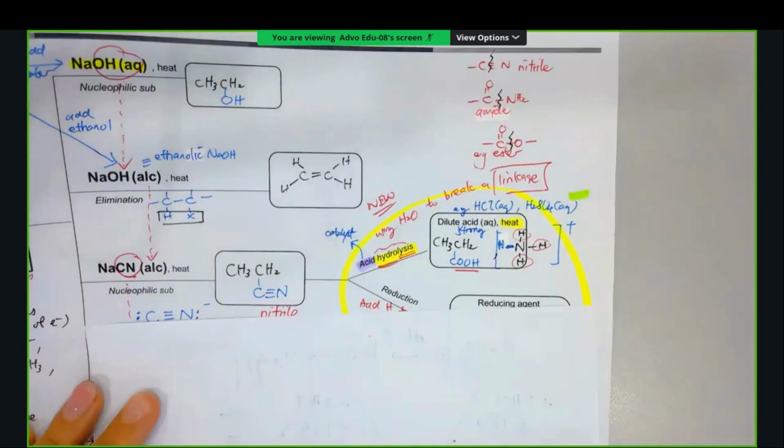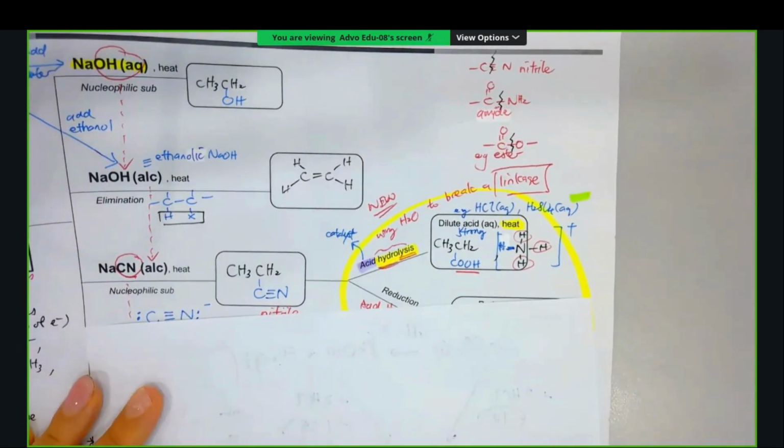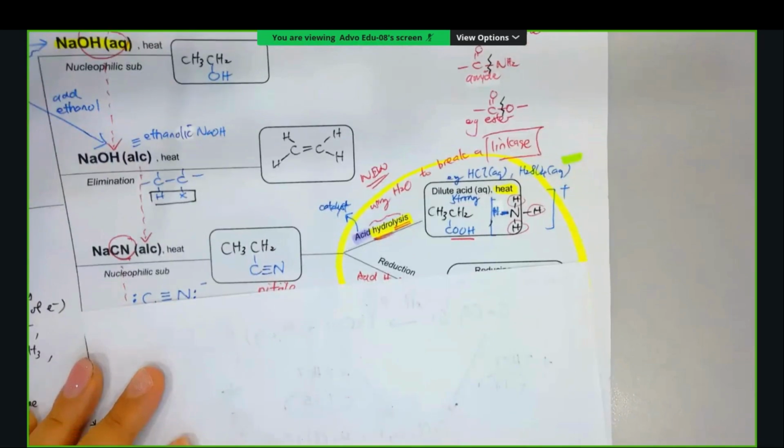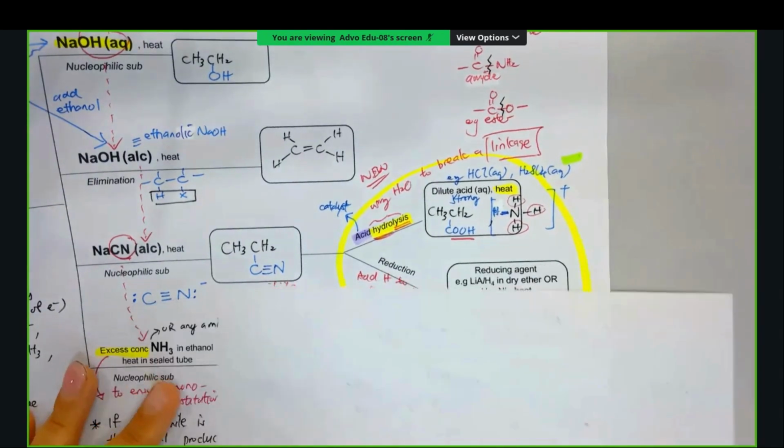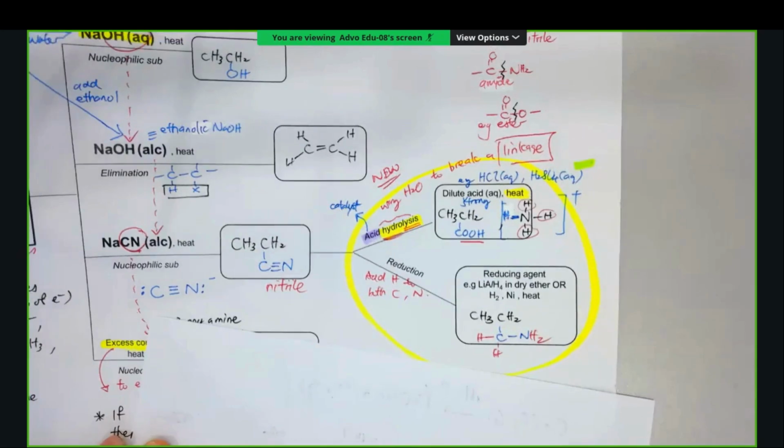So what is the actual reagent? You can use any dilute acid like HCl, H2SO4. That's all, any dilute acid will do. Now after that, if you want to subject nitrile to reduction using a reducing agent, you can. So this one I typed out for you already.